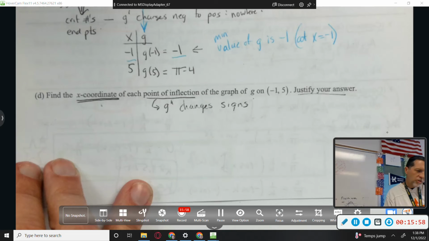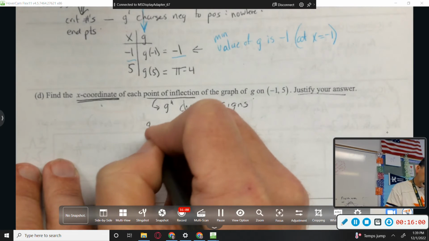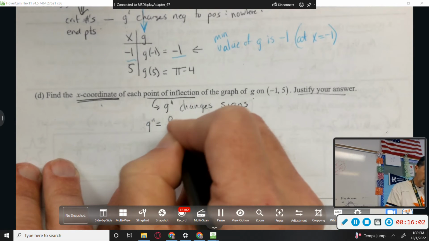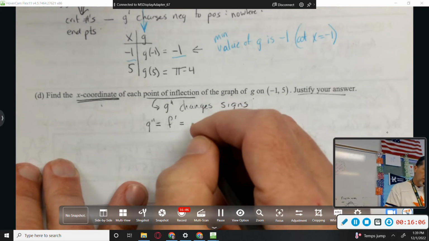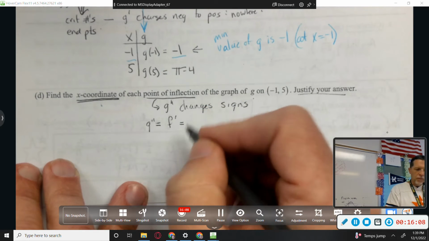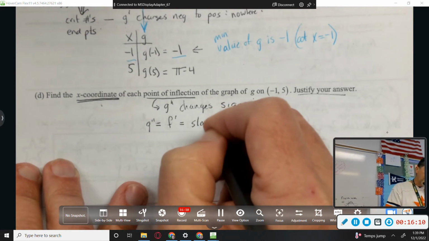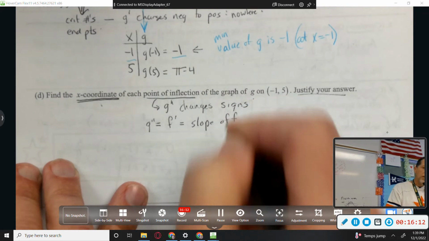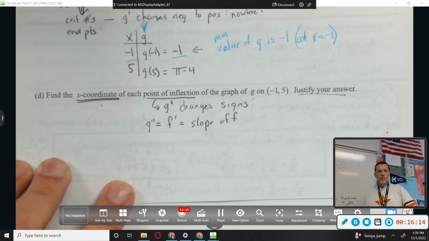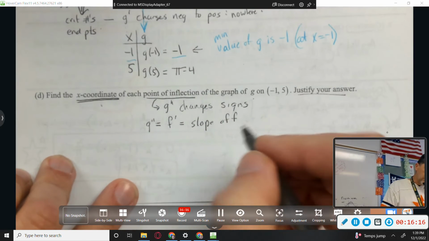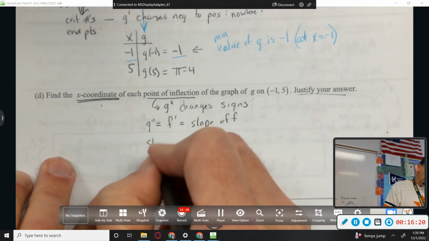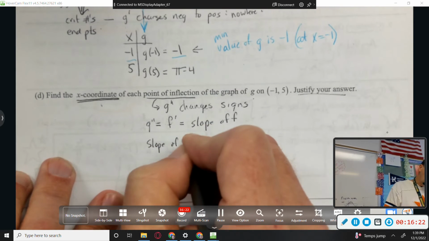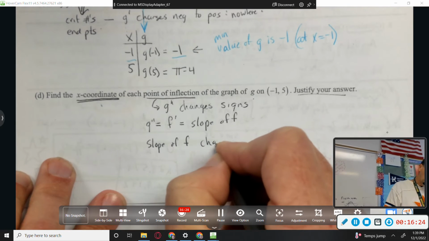What is G double prime? We said this already, but I'm going to put it right here. G double prime is F prime. I don't have anything about F prime, but that's the slope of F. So what I'm looking for then is where the slope of F changes signs.